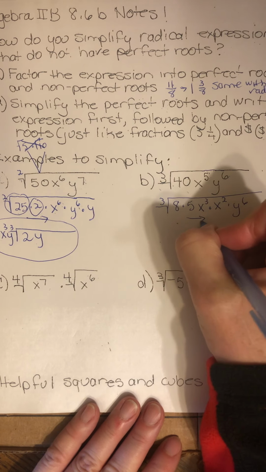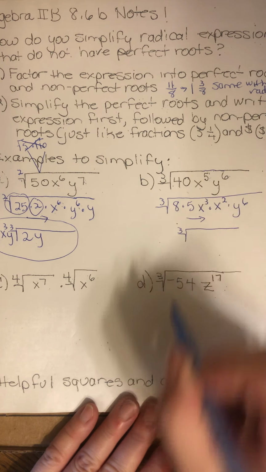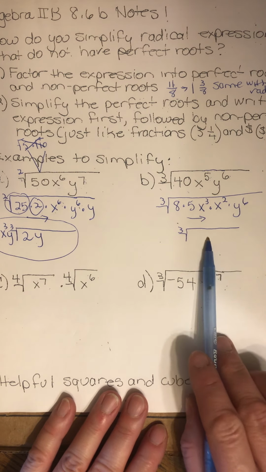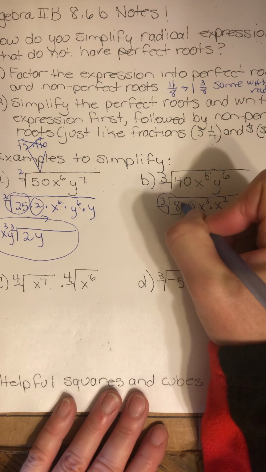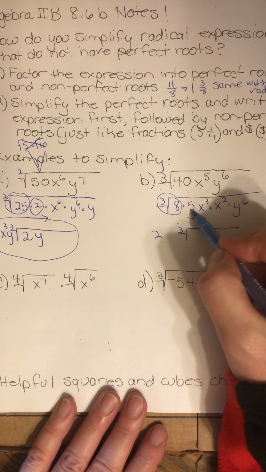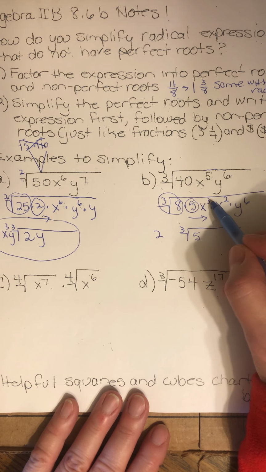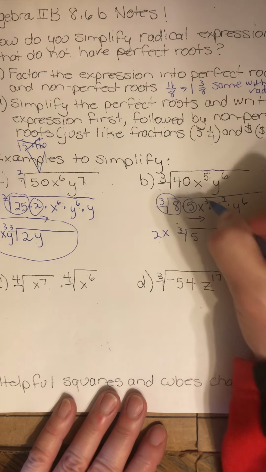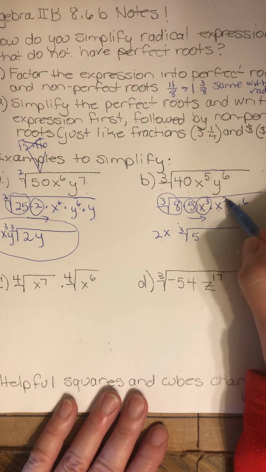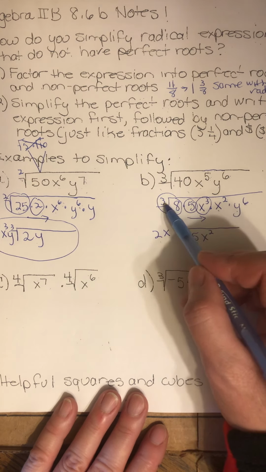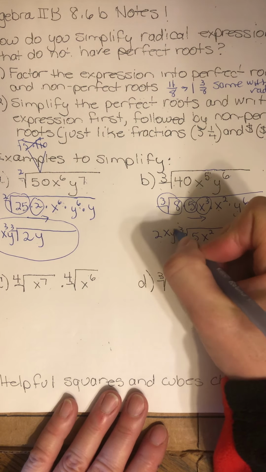Okay, let's go left to right. Let's find our perfect cubes and take the cube root, and anything we cannot do will stay under the cube root radical sign. The cube root of 8 is 2. The cube root of 5, I cannot do. The cube root of x cubed, 3 divided by 3, is an exponent of 1. The cube root of x squared, 2 divided by 3, I cannot do. Stays under the cube root in the trash can, as Mrs. Adams says. Y to the 6, 6 divided by 3 is a perfect exponent of 2. There we go. Final answer.